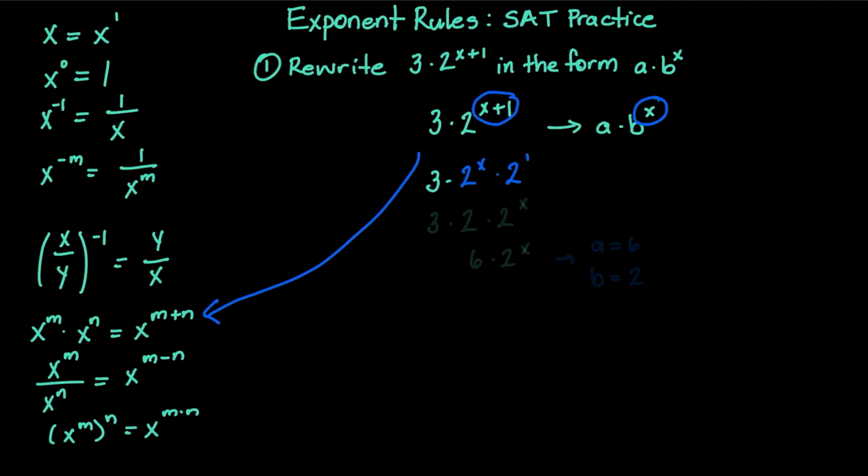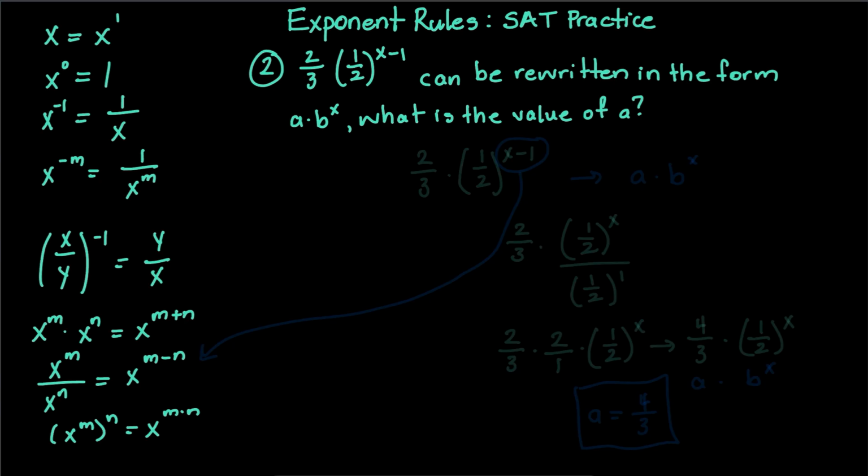So we're essentially moving backwards in this example. Well, 2 to the first is just 2. I'm going to move it in the front so I can multiply it with the 3 times 2 to the x. So this is 6 times 2 to the x, which is now in the form a times b to the x, where a equals 6 and b equals 2.